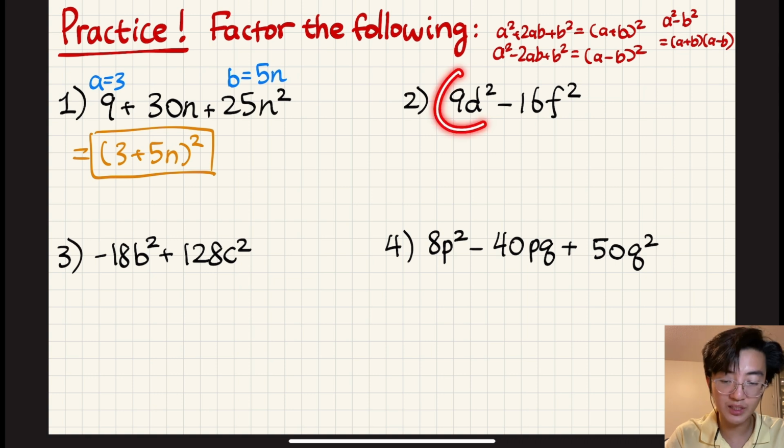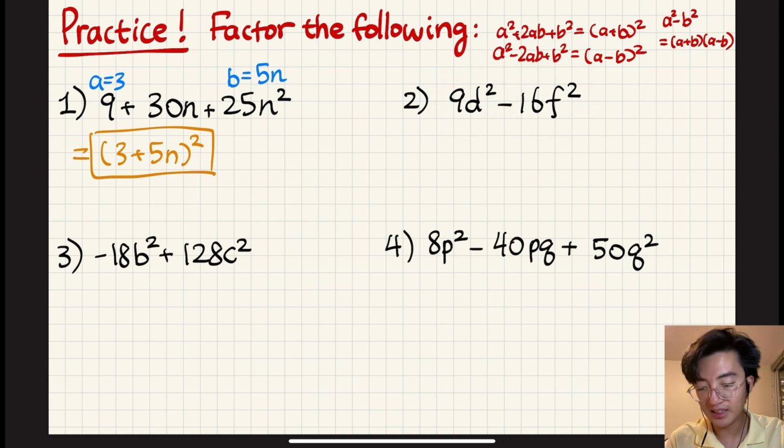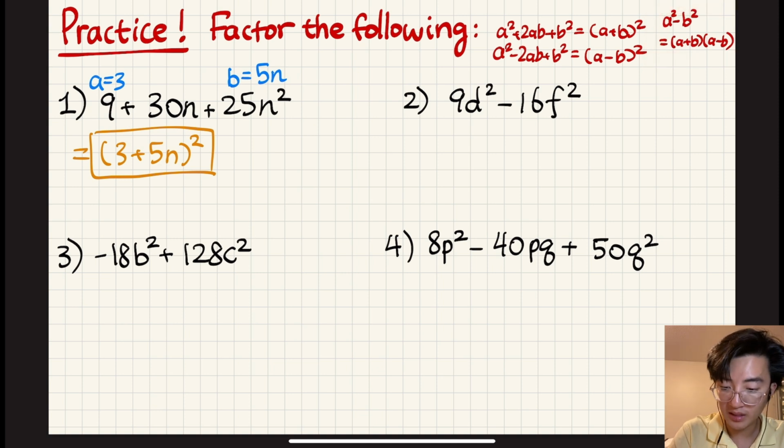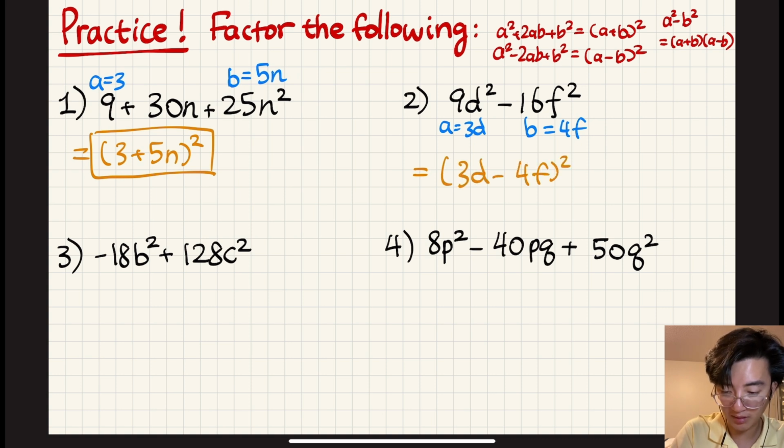Okay, next one. We see perfect squares here, and a minus sign right there in the middle, which means I will apply this formula up here. So the square root of 9d squared is 3d. Square root of 16f squared is 4f. We'll factor this to (3d minus 4f) squared.